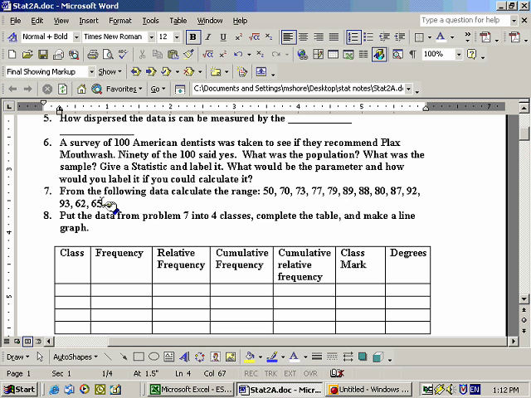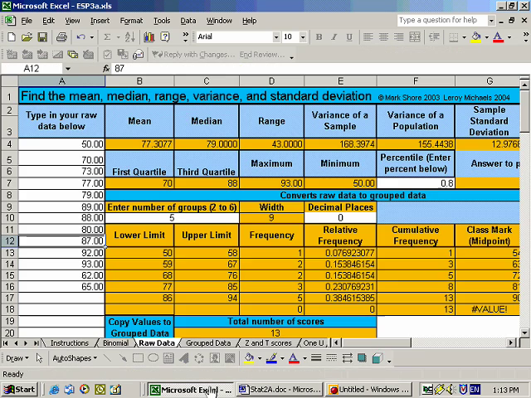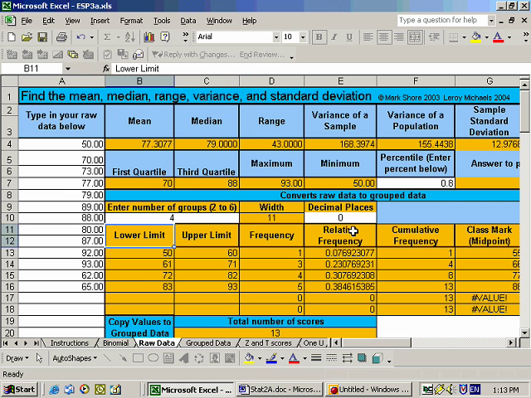Okay? This data here says from the following data, calculate the range, and then from onward here, it says put the data into 4 classes and so on. So we would just type this data right here into the Excel sheet on raw data, which I have typed in, and it says to put it into 4 classes, and there are no decimal points to the right, so make that a 0. The range is calculated right here for you, 43, and here's the data broken up into the 4 classes. The first class would go 50 to 60, second class 60 to 71, and the frequency and so on.